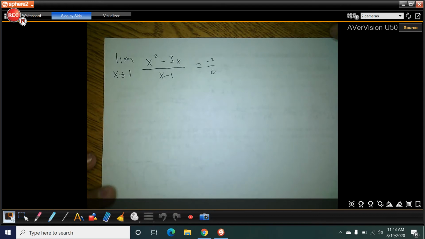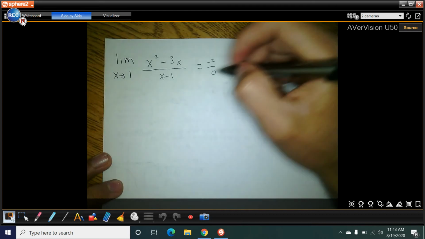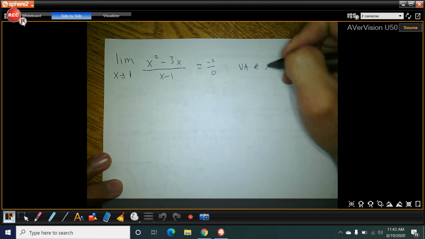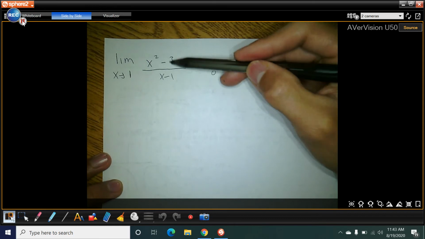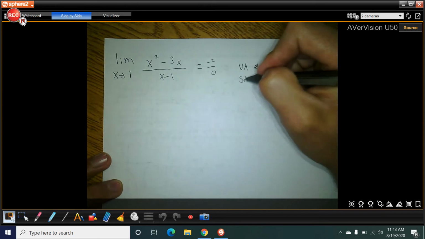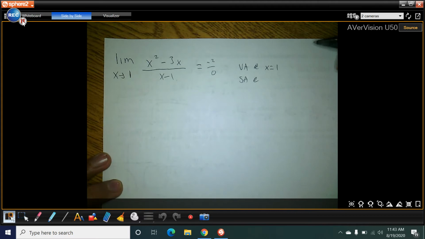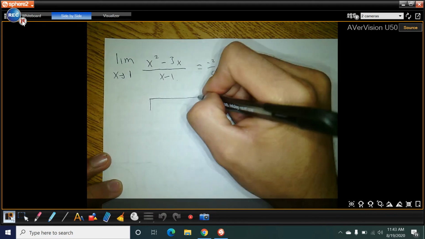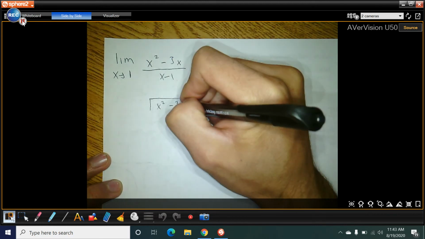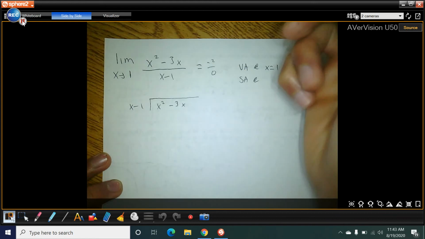Okay. So what I notice here is that yes, I'm going to have a vertical asymptote at x equals 1. But what I do notice is that the denominator is actually smaller than the numerator, which means I'm going to have a slant asymptote at, well, we need to figure it out. To find the slant asymptote, remember from Algebra 2, you actually do a division. So x squared minus 3x divided by x minus 1.